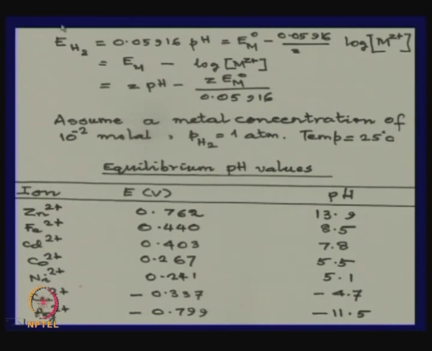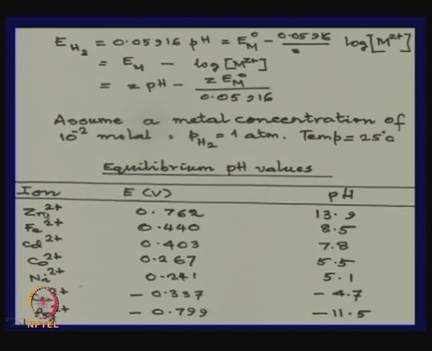These are the guiding equations, from which we find that E_H2 is equal to a pH term, and here you have the standard electrode potential of the metal. These are the two most important parameters, and we can calculate the equilibrium pH values for some standard conditions of 1 atmosphere of hydrogen pressure, a temperature of 25 degrees, and a metal concentration of 10 to the power minus 2 molal, which is a normal concentration in hydrometallurgy.